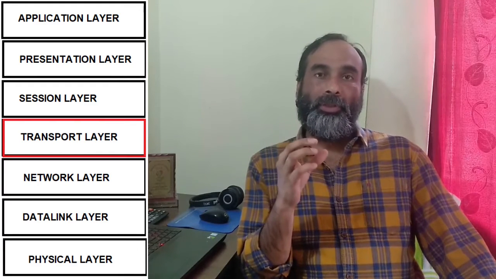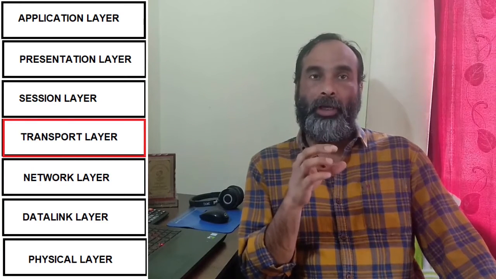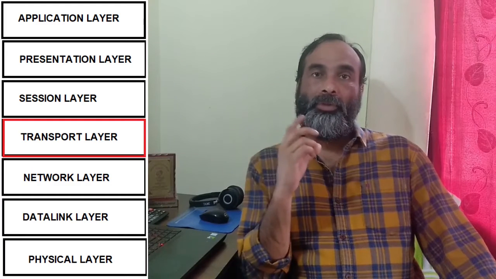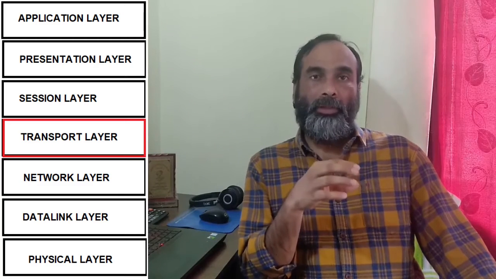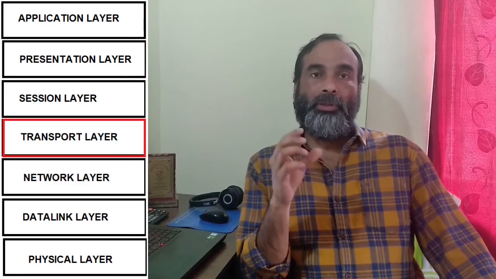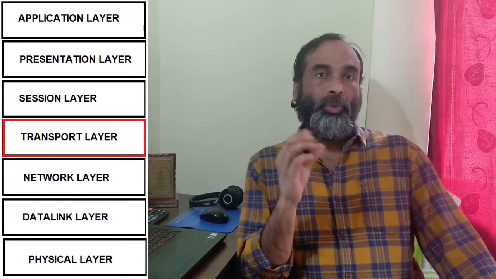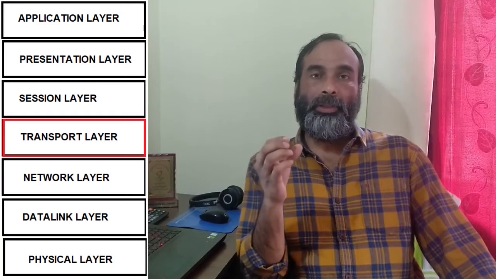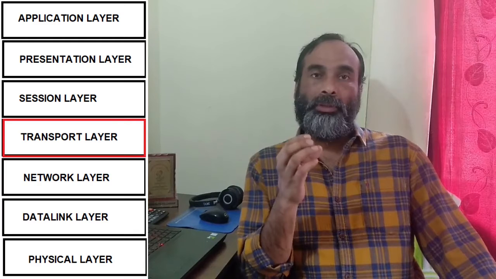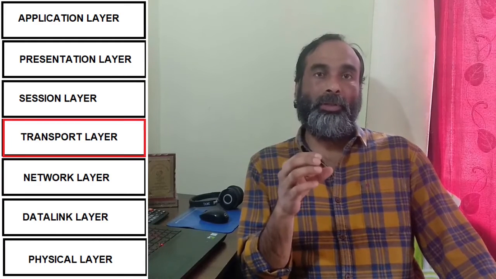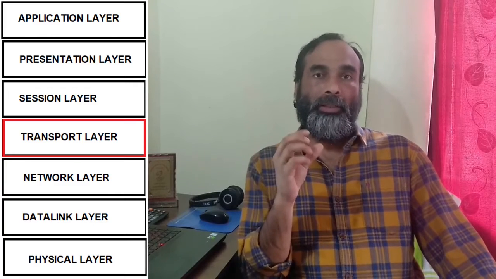The responsibility of the transport layer is to make sure that this data is sent from one application to the same application on the other computer. Like if you are sending data from Gmail on one computer, then it should open in Gmail on the receiver's computer. If you are sending from one application, it should not go and open in some other application. The transport layer makes sure that it reaches the correct application on the receiver's computer.